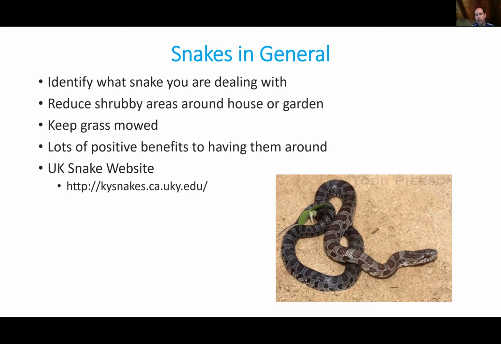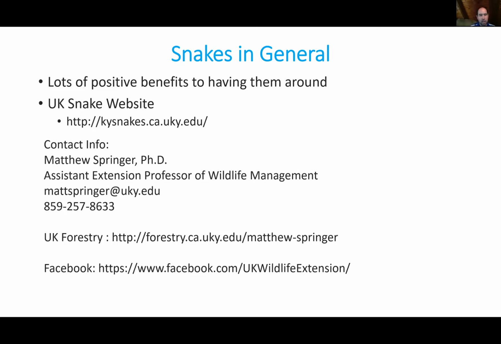Here's my contact info. The best thing you can do is email me a picture of the snake if you have one, or a really good description focusing on those body characteristics I was talking about: color, shape, head size, those kinds of things, and location. Sometimes there are snakes in the western part of the state that are way different than snakes in the eastern part, even though they have very similar appearances. So knowing where you are is important.